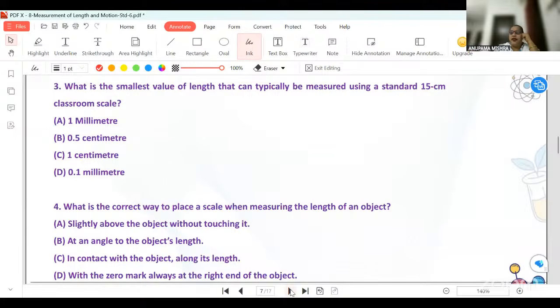What is the smallest value of a length that can typically be measured using a standard 15 centimeter classroom scale? 1 millimeter, 0.5 centimeter, 1 centimeter, or 0.1 millimeter? Today children are giving all wrong answers.